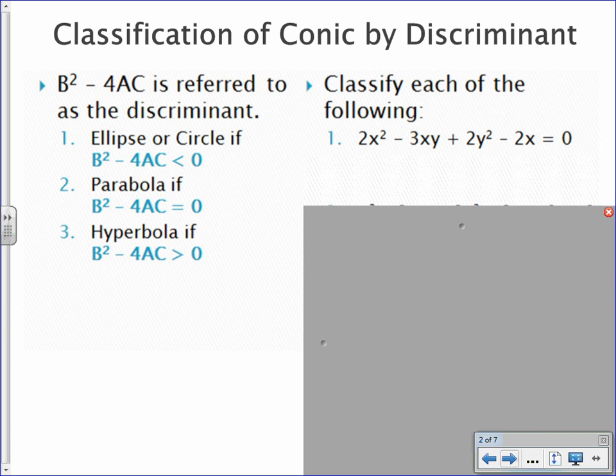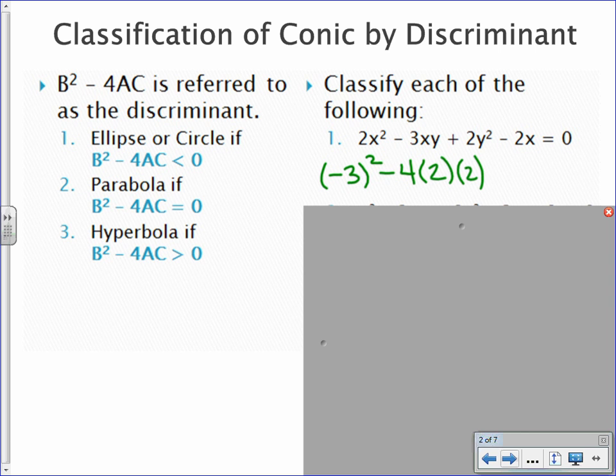I have the following conic. 2x squared minus 3xy plus 2y squared minus 2x equals 0. Since the xy term is present, we have to use the discriminant. So what is our b term? -3. So we have b squared minus 4 times, what is a? 2, because it's the x squared, and what is c? 2.